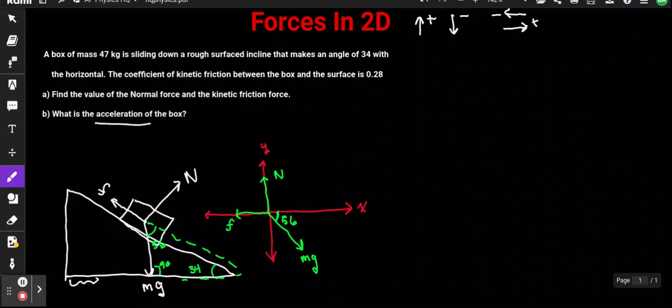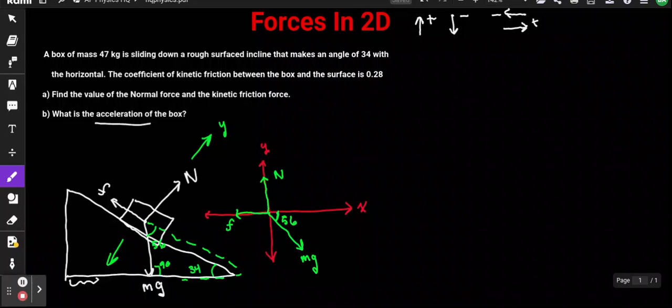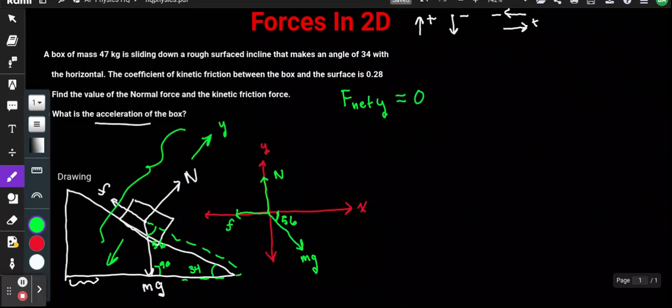If our y-plane is in this direction, our box isn't flying up in that direction. It's not moving in that direction. It's stationary in that plane. This tells us that in this plane, F net y has to be equal to 0, or that it is balanced, and that is because we can see it's not accelerating in that chosen plane.